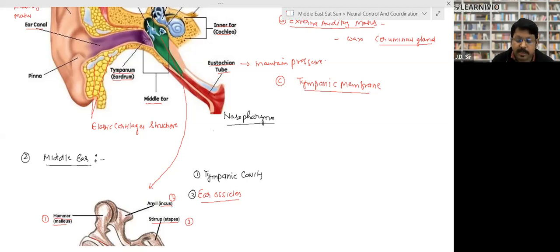Next one, ear ossicles. There is a small flexible chain of three small bones called ear ossicles. That is malleus, incus, and stapes.